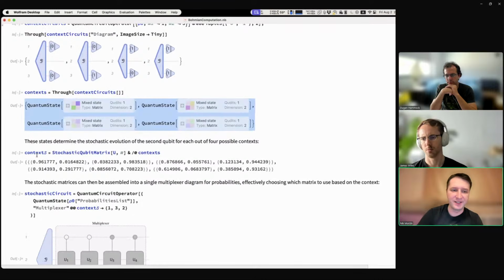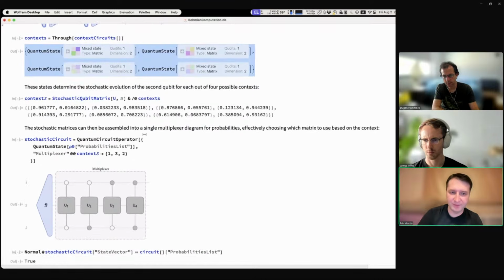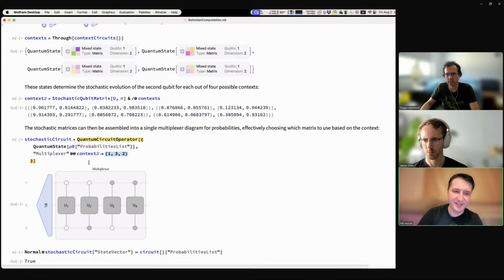So in a way, how you can look at it explicitly is that you can describe these dynamics as a kind of multiplexer. It's like you computed 4 different stochastic matrices for all of those 4 different contexts, and you just applied them conditionally depending on that context. So now this circuit is not a quantum circuit, technically.